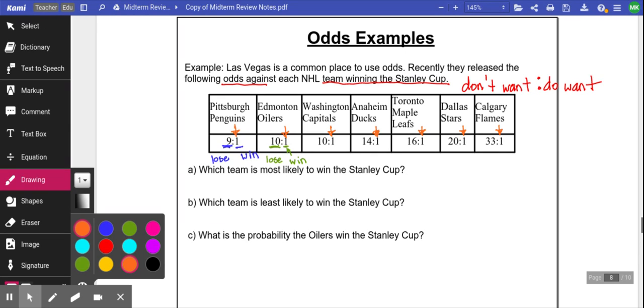So if you look at question A, which team is most likely to win the Stanley Cup? That would be Pittsburgh, according to this question. The reason why is because they only had to lose 9 times to win it once. That's the least amount of losses compared to everybody else. B, which team is least likely to win the Stanley Cup? That would be our good friends to the south, Calgary. They lose an amazing 33 times before they win once.